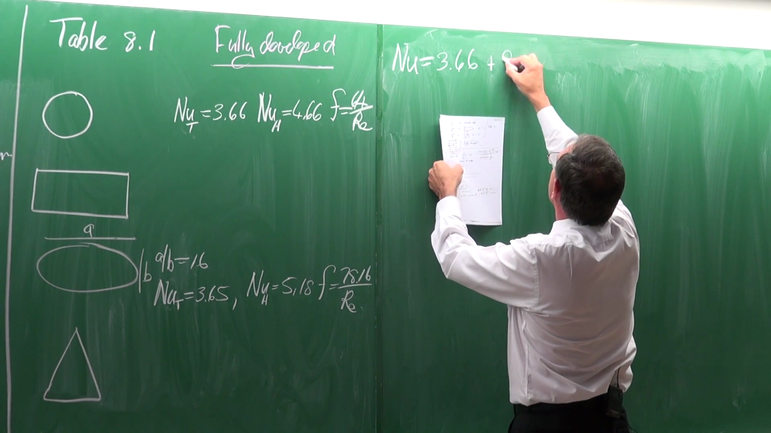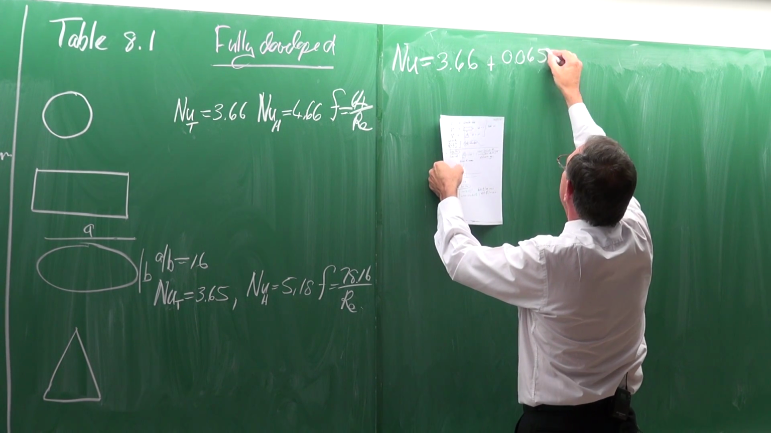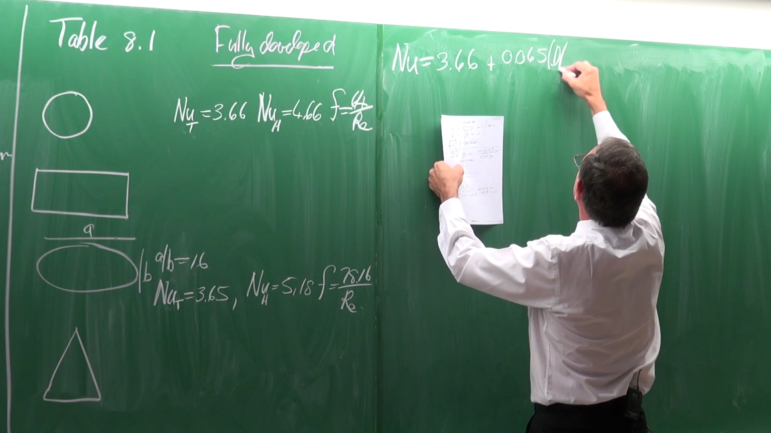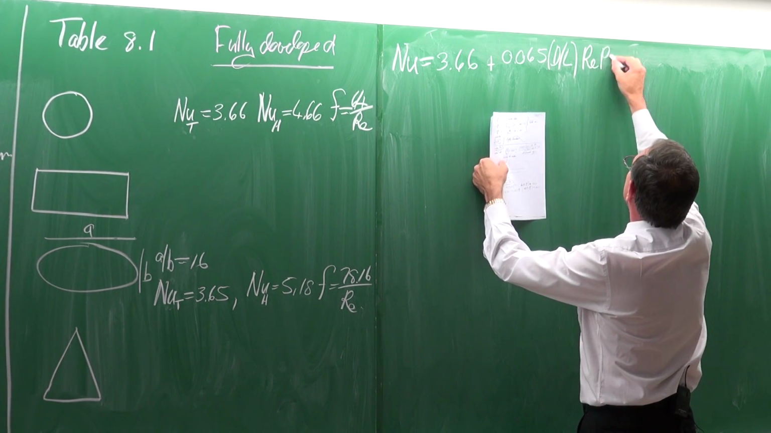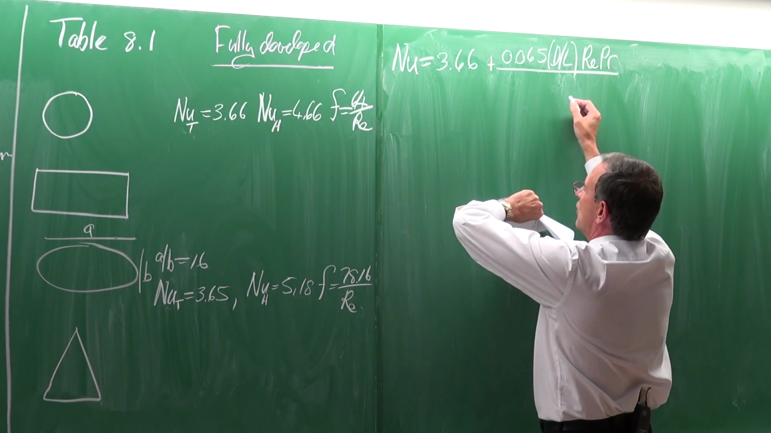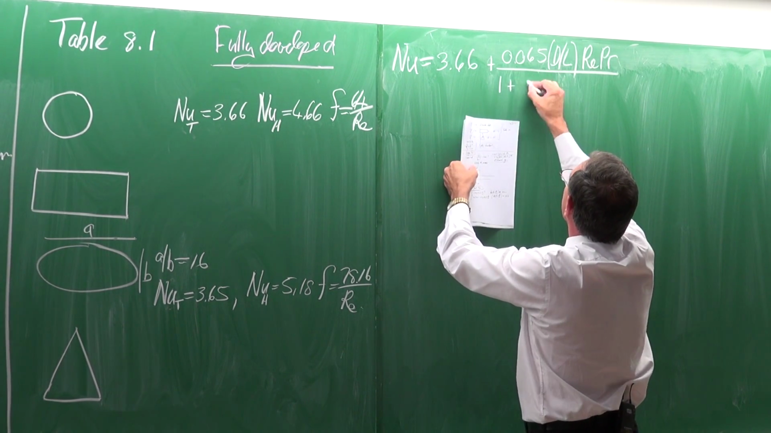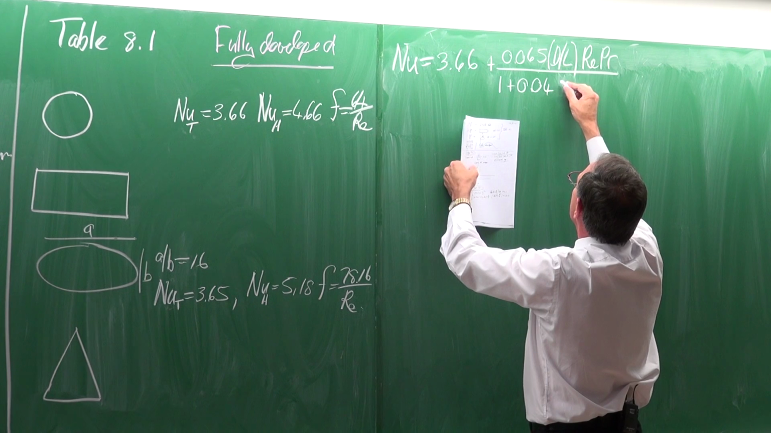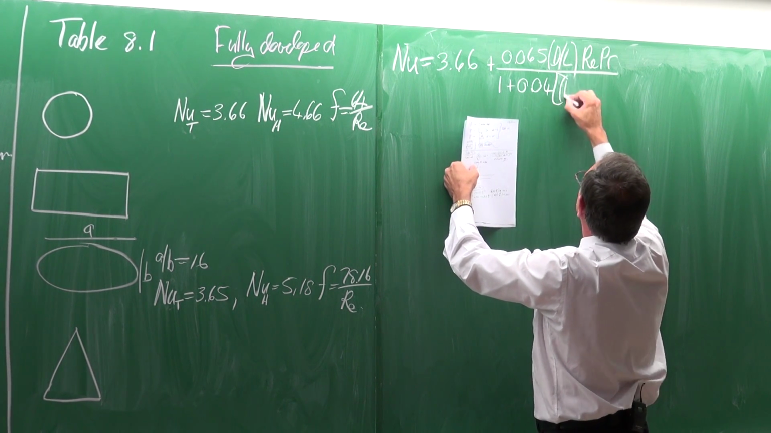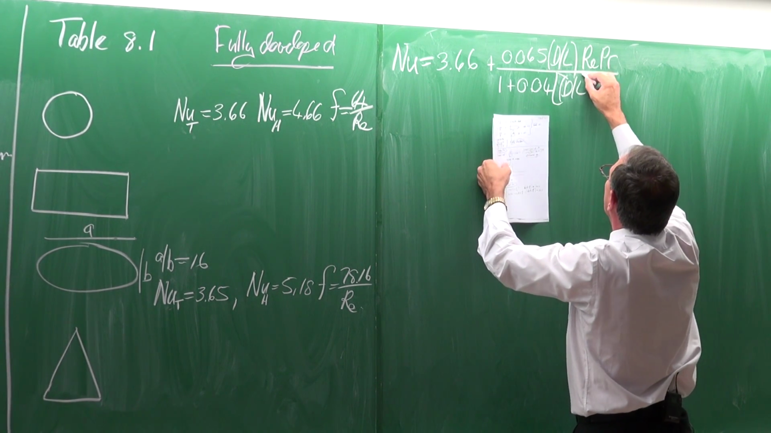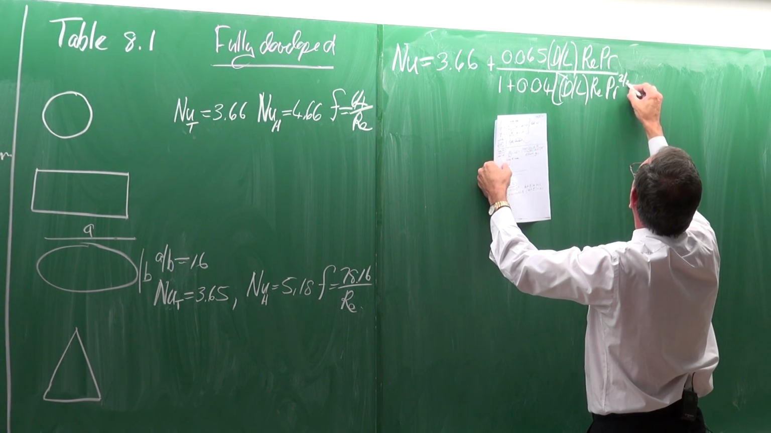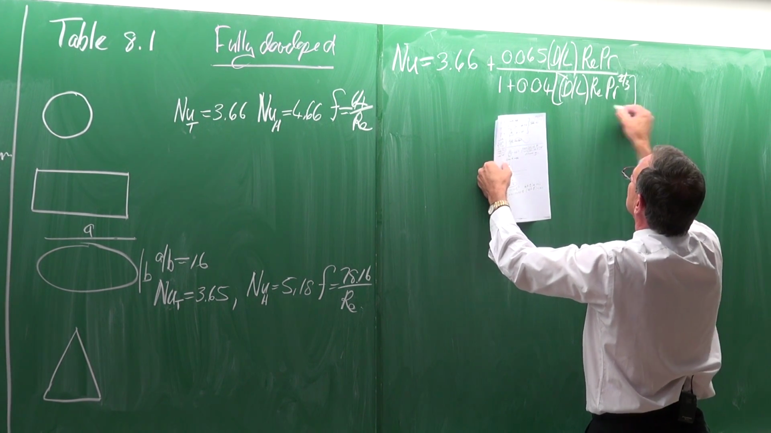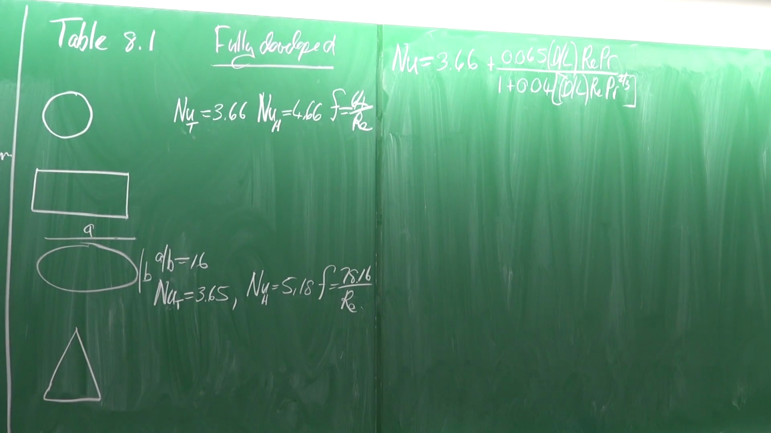3.66 plus 0.065 multiplied by D divided by L multiplied by Reynolds Prandtl, and divided by 1 plus 0.04 multiplied by D divided by L Reynolds Prandtl to the 2/3. Okay, so that's the Edwards equation.